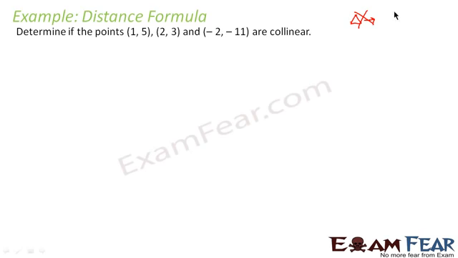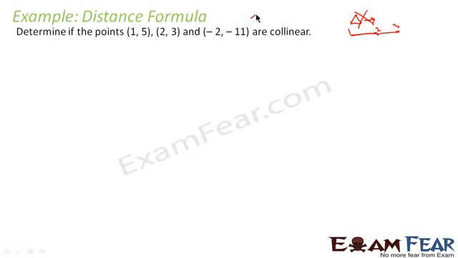Or what we can do is, if we have 3 points 1, 2, 3 that are collinear, that is, they lie on the same line, then we can prove it like this. Let's suppose there are 3 points 1, 2 and 3. The distance between 1 and 2 plus the distance between 2 and 3, if that is equal to the distance between 1 and 3, then they are collinear.